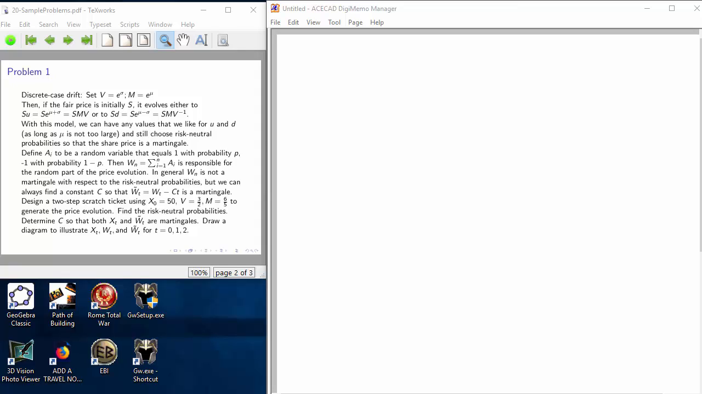Here are the sample problems for class 20 of Math 117.